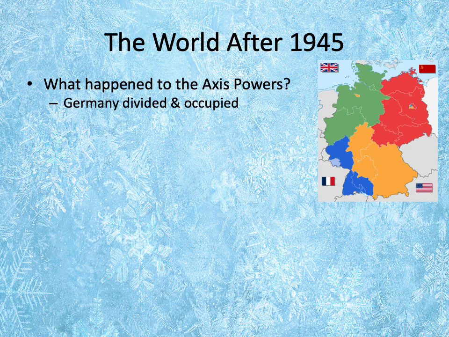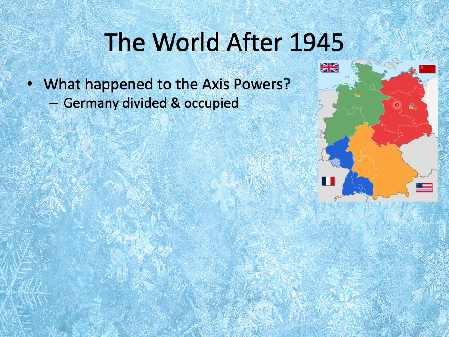So the first is Germany. Germany is obviously at fault for this war, but they are not blamed in the same way they were with the Treaty of Versailles. So, what they decide to do is divide and occupy Germany. Basically, they divide Germany into four pieces, and each of the pieces goes to one of the major Allied powers. So we've got Britain, France, the United States, and the Soviet Union.